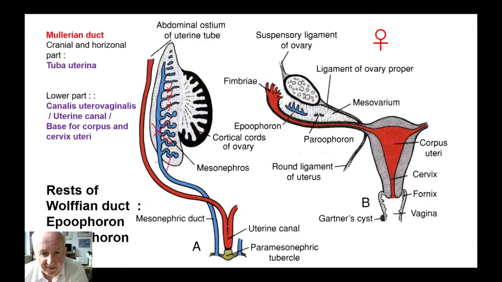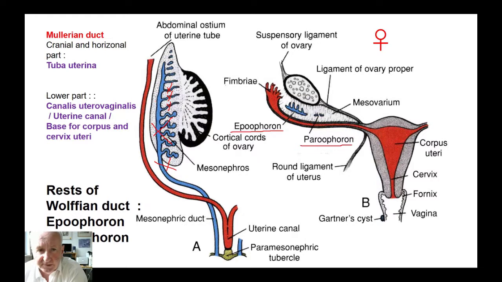The rest of the mesonephric duct you can see here in the mesovarium: clusters of epithelial cells, which are called epoophoron and paroophoron. So this can be the rest of the Wolffian duct in a female.